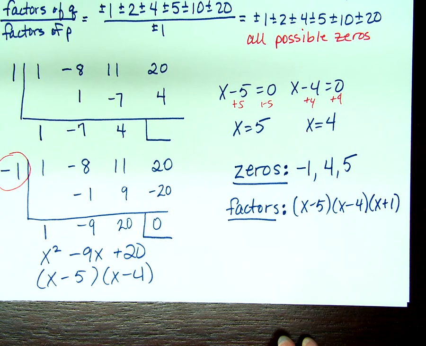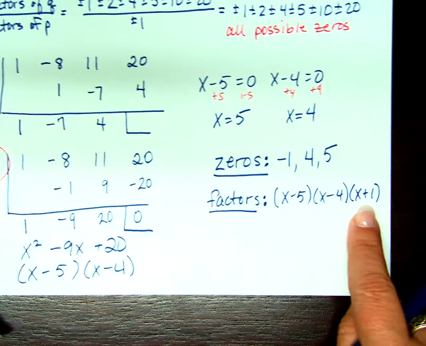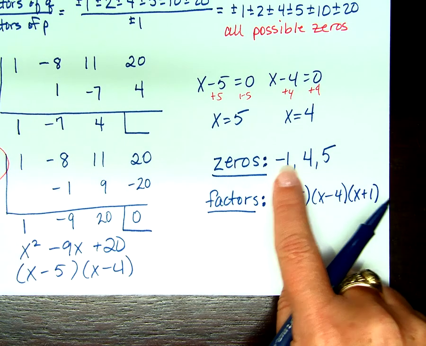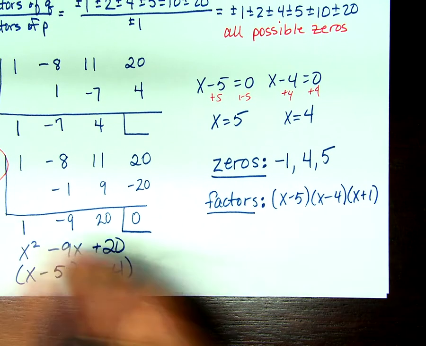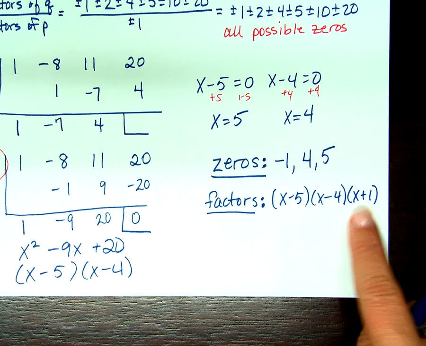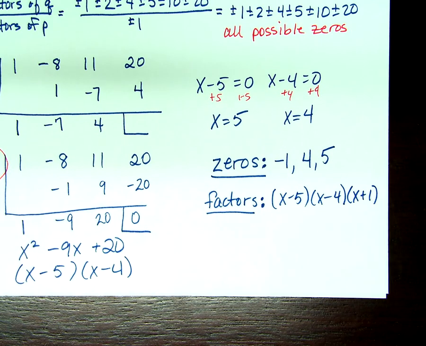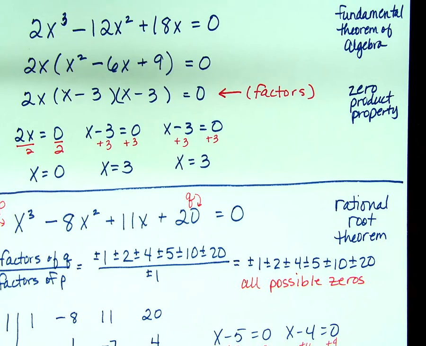Are you good? Why is it plus 1? If my 0 is negative 1, that means it came from a factor of x plus 1, because I would have to subtract a 1 on both sides to solve for it, right? Does that help? You ready for another one? Okay.